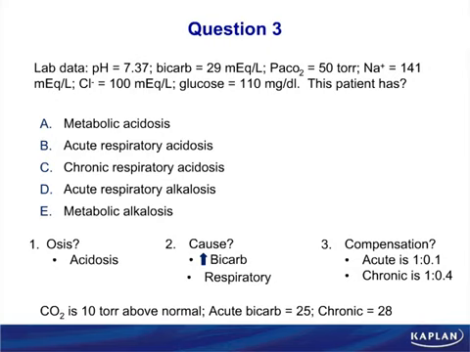So bicarb's only going to go up 1. It'll be 25 if they just got it. But this patient has 29. The chronic bicarb is 28. 10 times 0.4 is 4. 24 plus 4 is 28. That's my predicted chronic. The patient has 29. So this patient has a chronic respiratory acidosis.